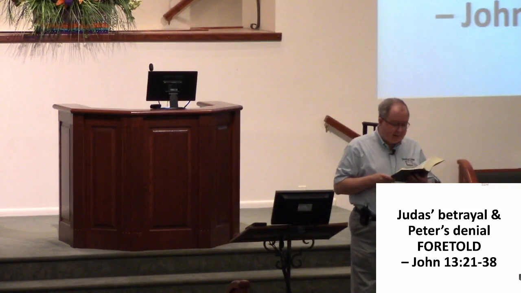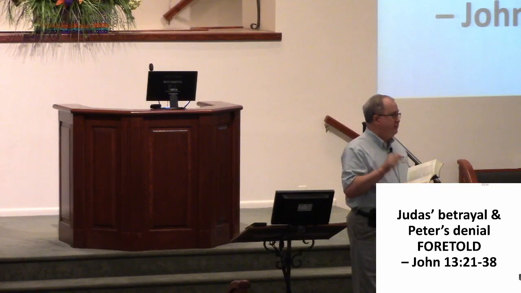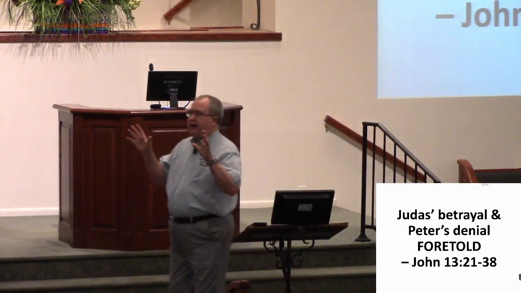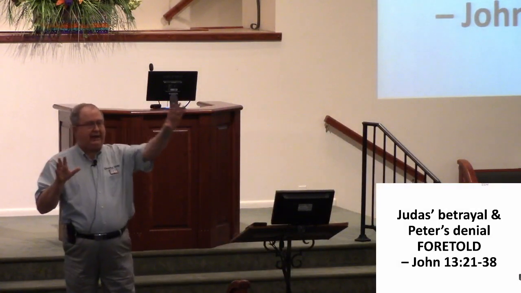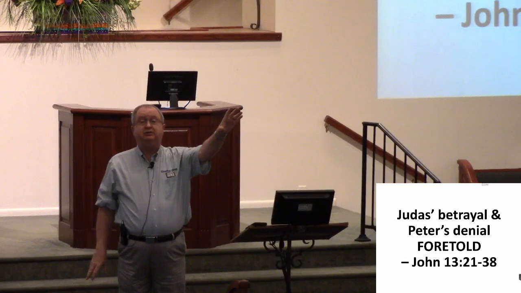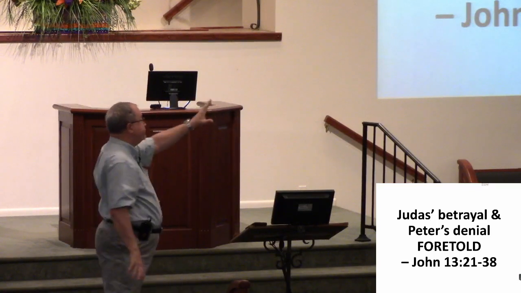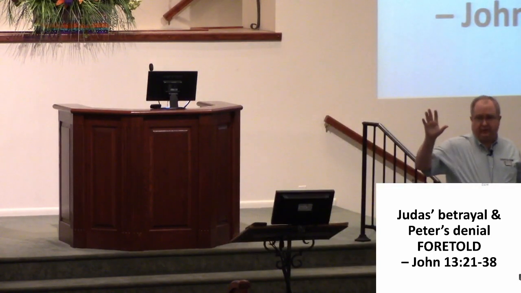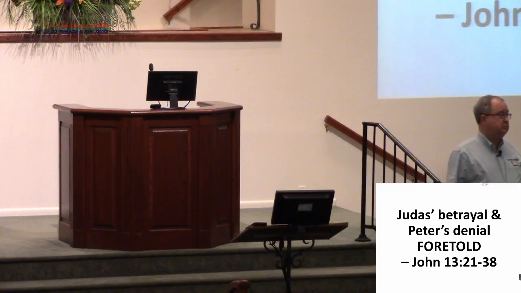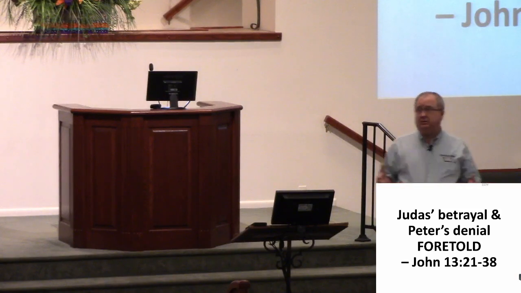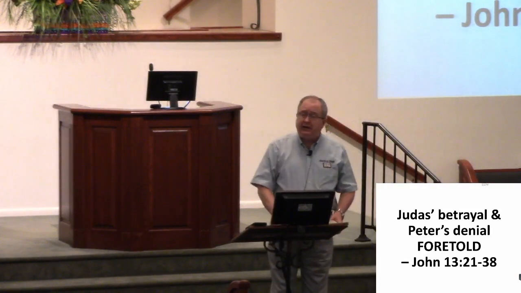Having received the piece of bread, he then went out immediately. Do not miss this. And it was night. Throughout the book of John, we have a contrast of light and darkness. What does light always represent? Jesus. Good. Righteousness. Jesus is the light. What does darkness represent? Evil. John is painting us a picture, a word picture. Judas is evil. You can't trust him.